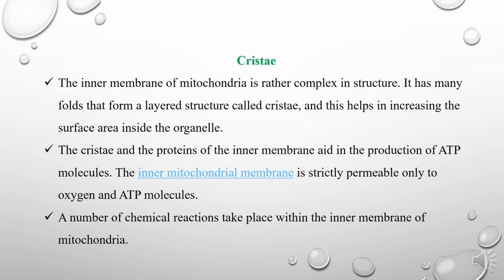Another part is cristae. So cristae is the inner membrane of mitochondria, which is rather complex in structure, and it has many folds that form a layered structure called cristae, and this helps in increasing the surface area inside the organelle. And the cristae and the proteins of the inner membrane aid in the production of ATP molecules, and the inner membrane is strictly permeable only to oxygen and ATP molecules, and a number of chemical reactions take place within the inner membrane of the mitochondria.